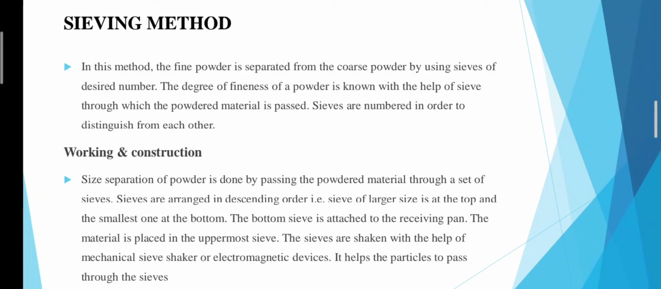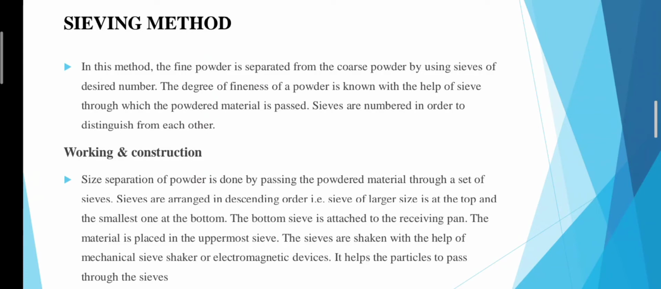Means in this method, there are different types of sieves. We arrange the sieve sizes. Firstly, the sieve with the largest mesh size is on the upper side, and on the lower side the very smallest size of mesh we use. If you put material on the upper side, then according to mesh size, particles go down, and lastly, very fine particles we get. Let's see how the method is done.